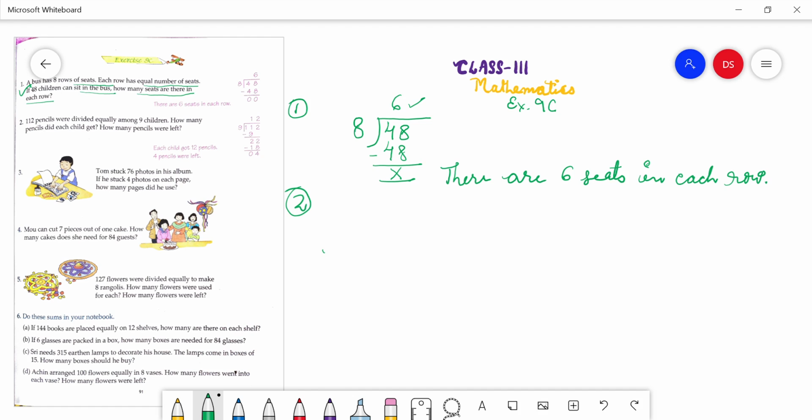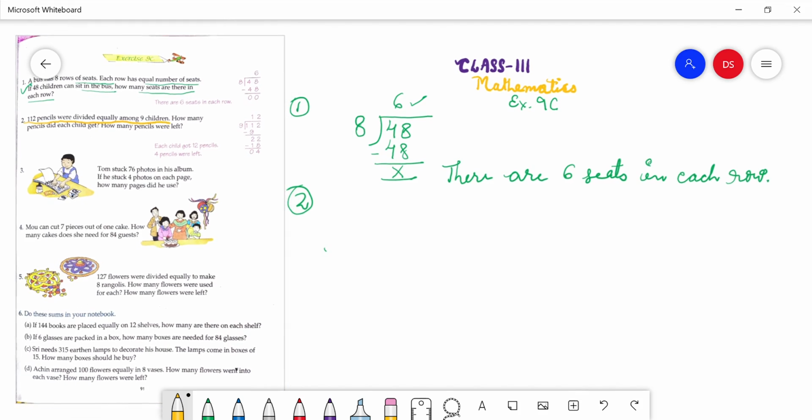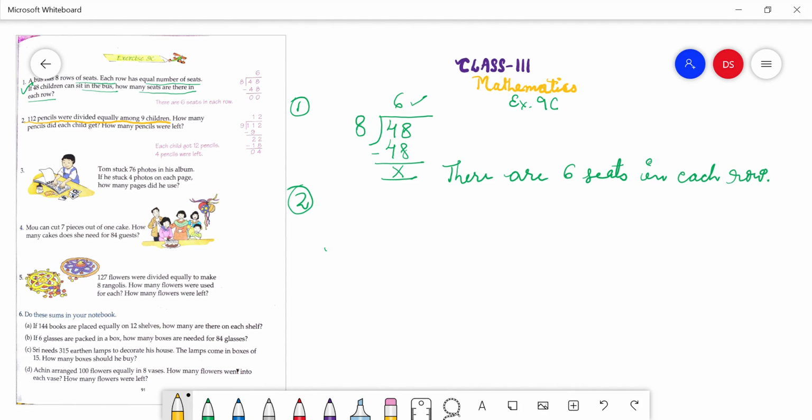Now you see I am reading question number 2. 112 pencils were divided equally among 9 children. It is very much clear from the first line only. Here the word is divided equally. When we distribute, when we divide anything among a number of children or among a number of persons, this question is of division. So 112 pencils were divided equally among 9 children. How many pencils did each child get? How many pencils were left?